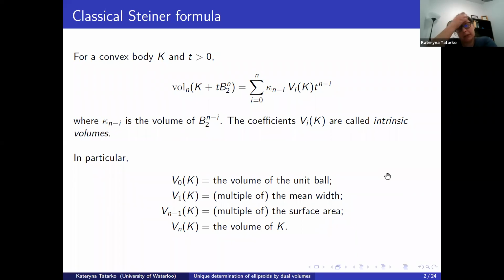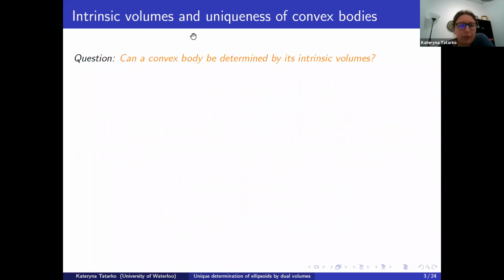So if we look at the Steiner formula in the following way, for a given body K, I can put in correspondence the sequence of its intrinsic volumes. Then I can ask the following question. Can I say something about the shape of the body based on its intrinsic volumes? Can I determine a convex body by its Steiner polynomial?